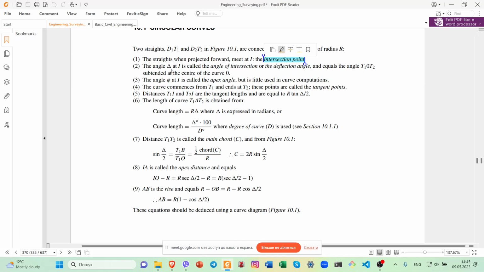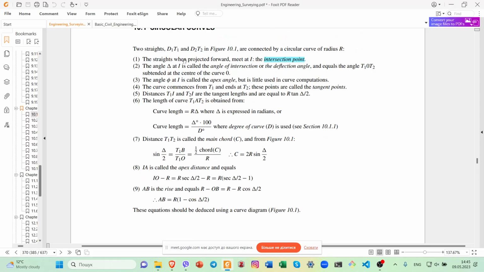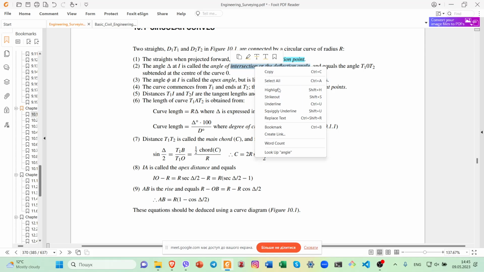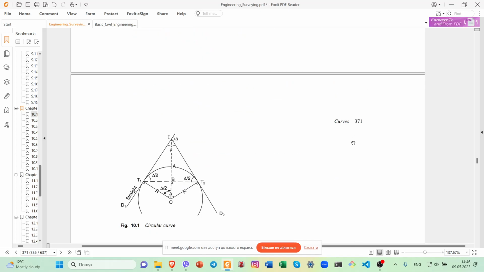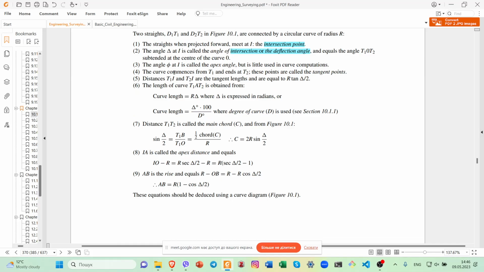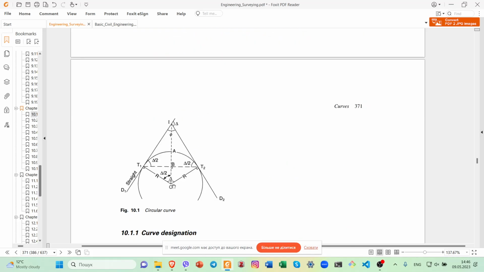The angle of the triangle at I is called the angle of intersection or the deflection angle, and equals the angle T1 or T2 in the picture, subtended at the center of the curve, point O.